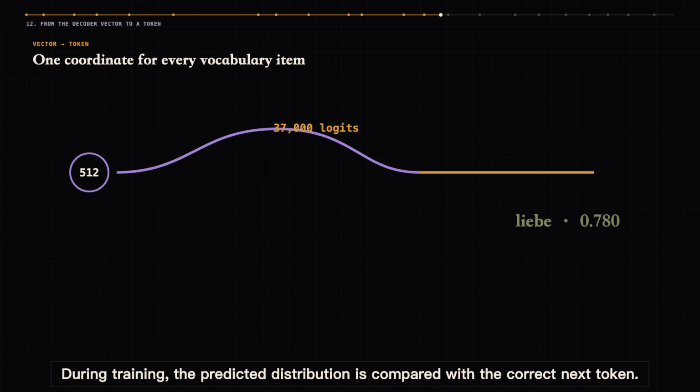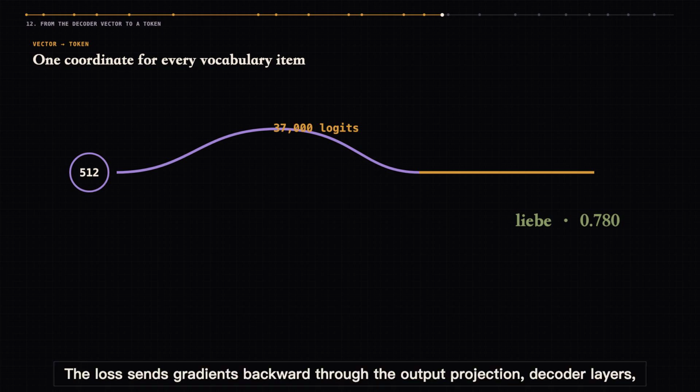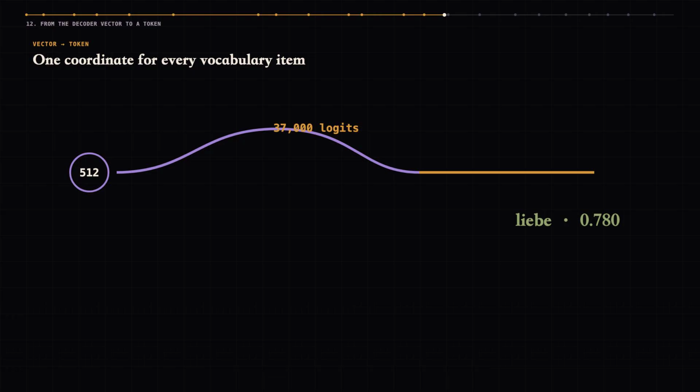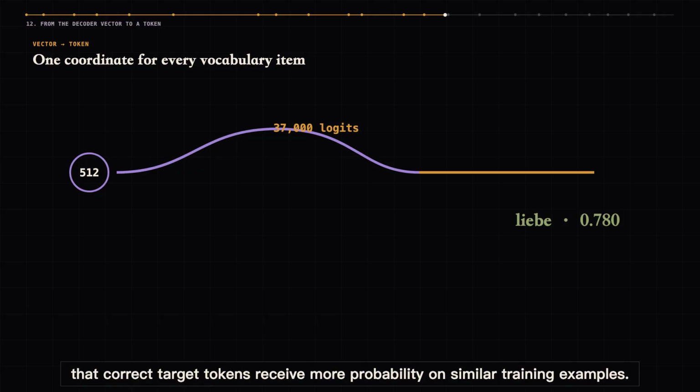During training, the predicted distribution is compared with the correct next token. The loss sends gradients backward through the output projection, decoder layers, encoder-decoder attention, encoder layers, embeddings, and all learned projection matrices. The model changes its parameters so that correct target tokens receive more probability on similar training examples.